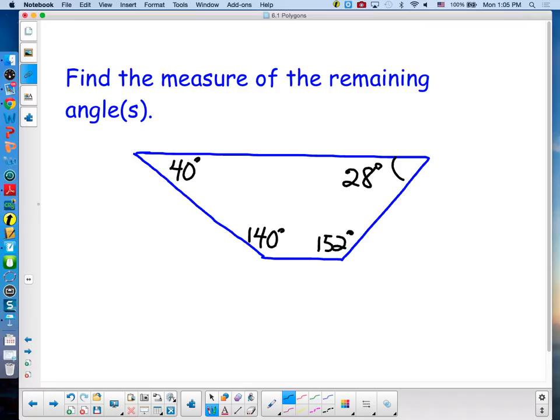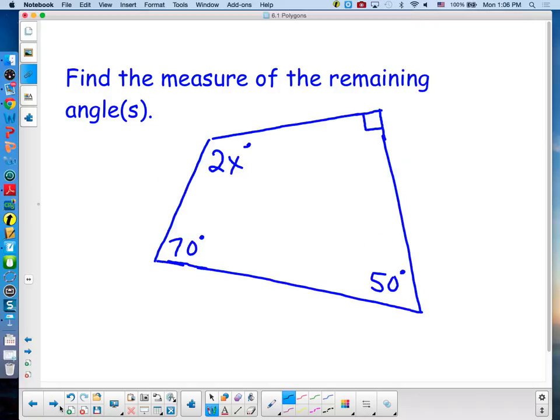Okay, and when you say the parallel part, which lines are you talking about? The parallels would be this one and this one. So these are like same side interior angles. But we'll get to that when we talk about the trapezoid specifically. Okay, and how about this one? Find the measure of the remaining angles. So there's just one unknown, but it's not just X. Probably have to do more of an equation. What plus what plus what plus what equals what?